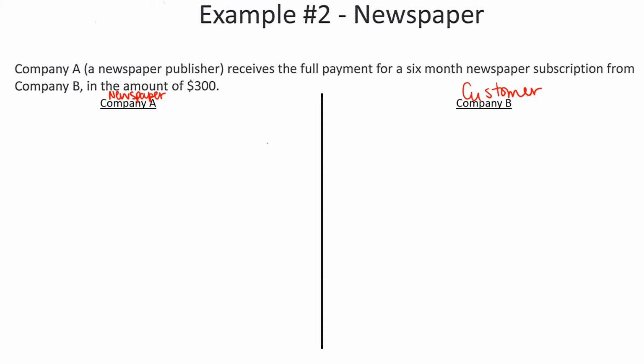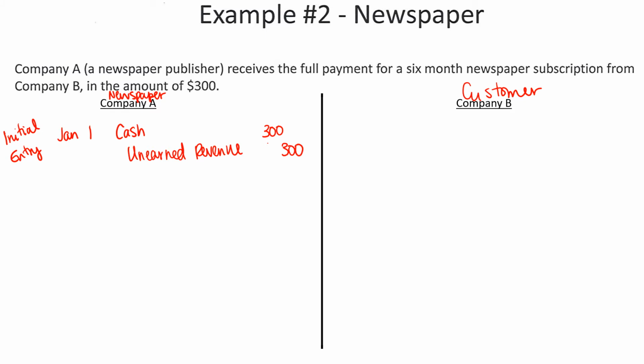So Company A receives the full payment for a 6-month newspaper subscription in the amount of $300. So their initial entry when they received that payment on January 1st, of course they have to debit cash because they've received cash. But they can't credit revenue because they haven't actually earned the revenue yet, because they haven't provided 6 months of newspapers yet. So instead of recording revenue, they instead have to credit unearned revenue. And that amount is $300.